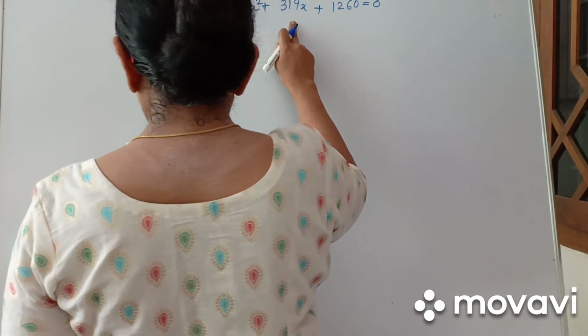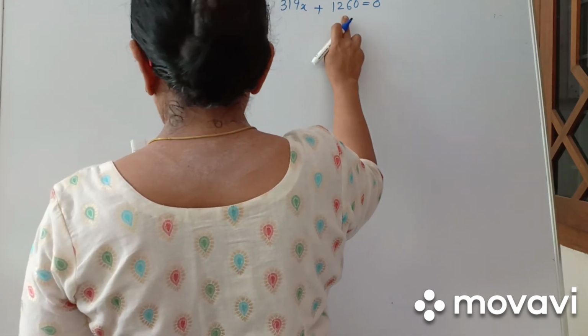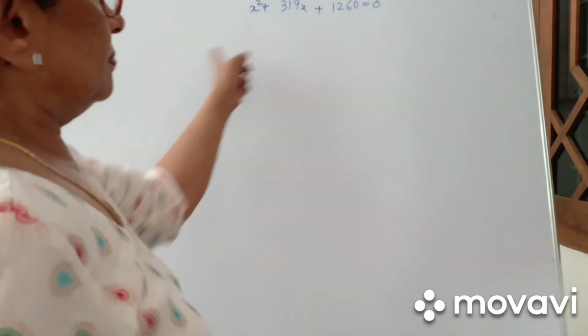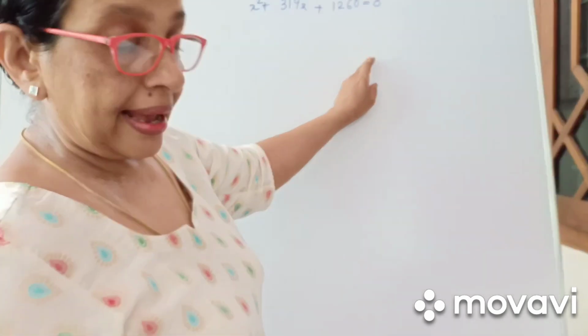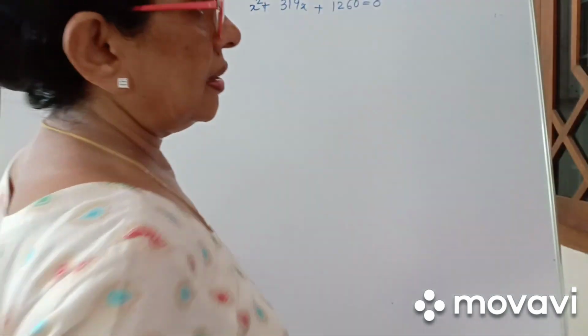X squared plus 319x plus 1260 equal to 0. It is in the standard form, all terms positive, so in the final answer you will get both the roots to be negative. Okay, let's do it.